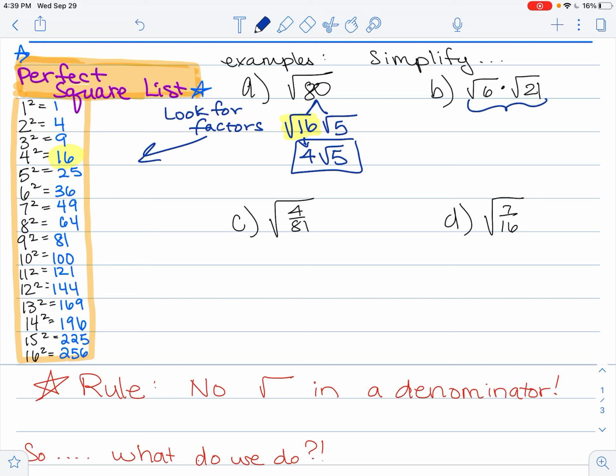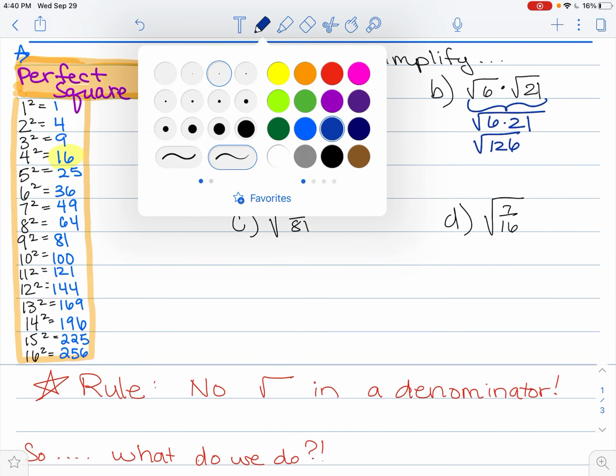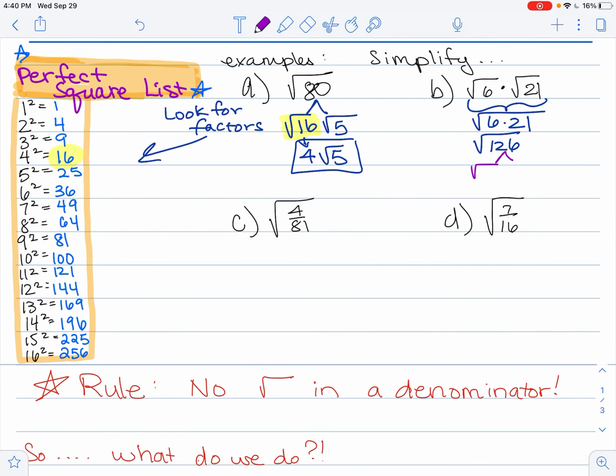Here, I see the root of 6, which cannot be simplified, and the root of 21. If I combine them under the same root, the root of 6 times 21, I get the root of 126. The root of 126 can split up into the root of 9 times 14, because 9 times 14 gives me 126. The root of 9 is just 3, so this whole thing simplifies to 3 times the root of 14.